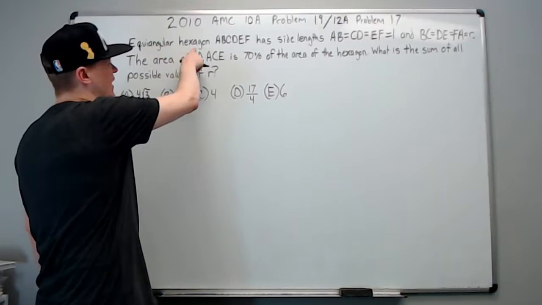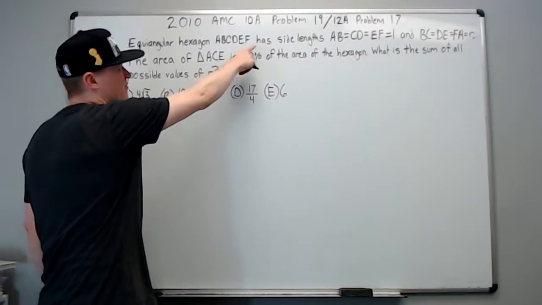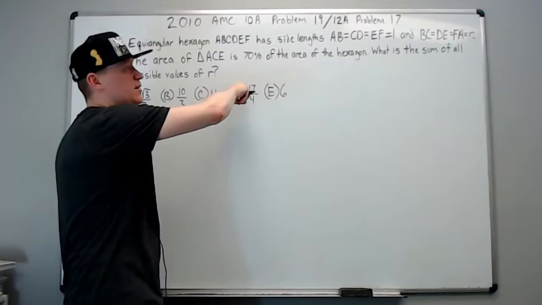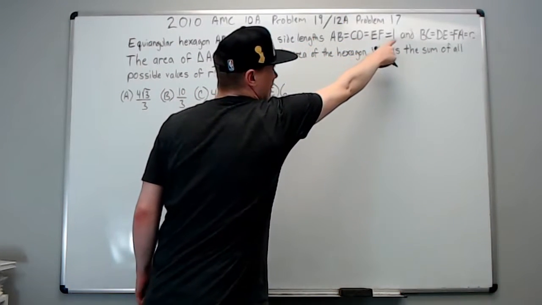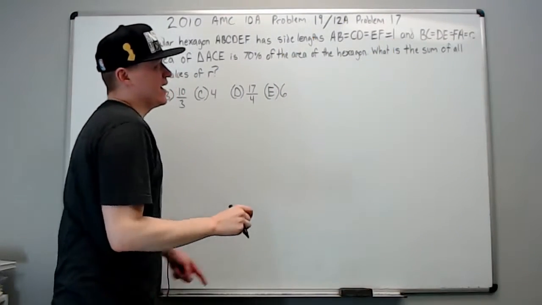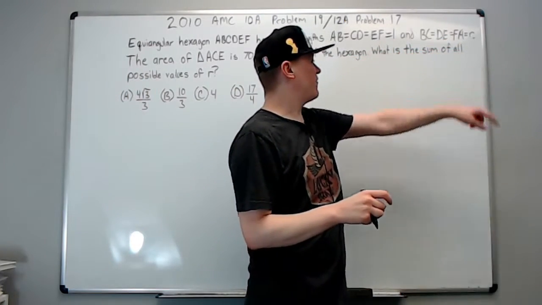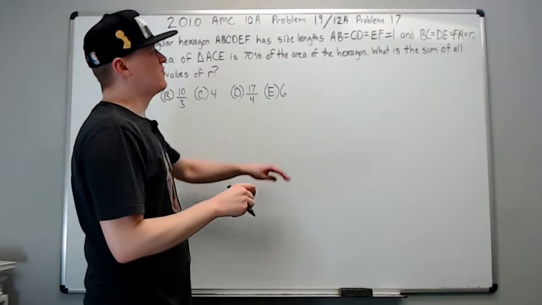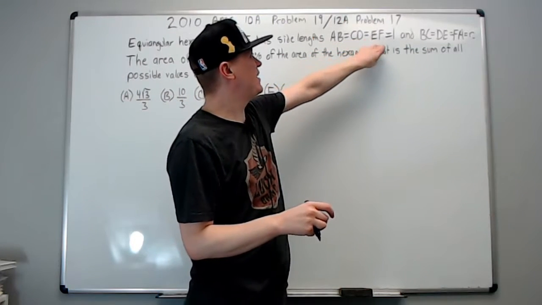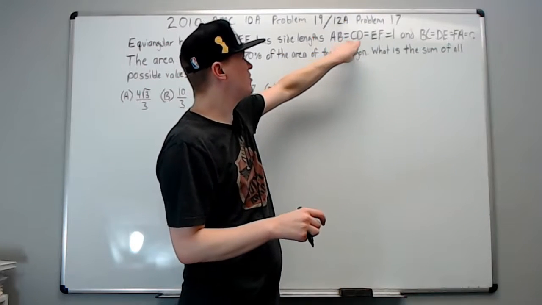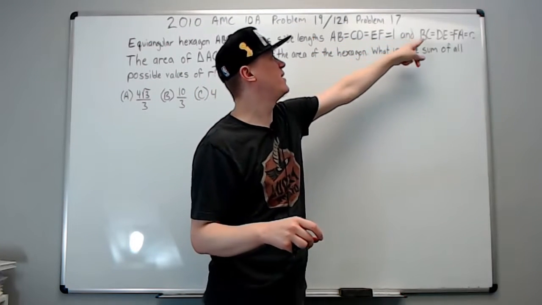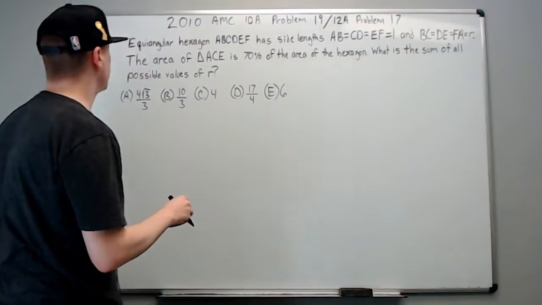So equal angular hexagon ABCDEF has side lengths AB equal to CD equal to EF equal to 1, and BC, DE, and FA equal to R. First off, observe that these are not consecutive, right? B would connect to C as the next consecutive side, so these are non-consecutive sides equal to 1, and those are non-consecutive sides equal to R.